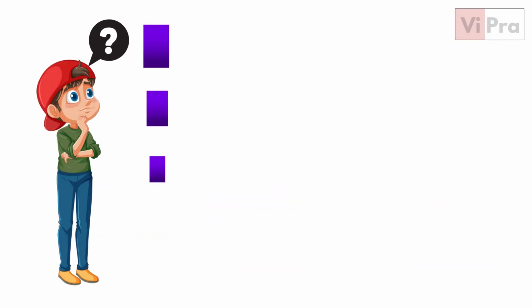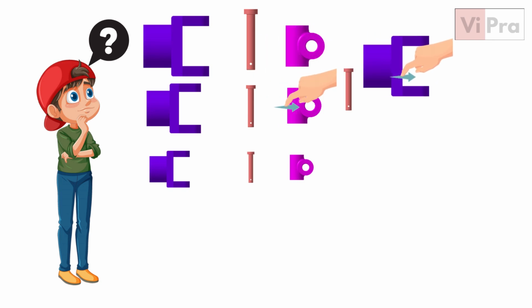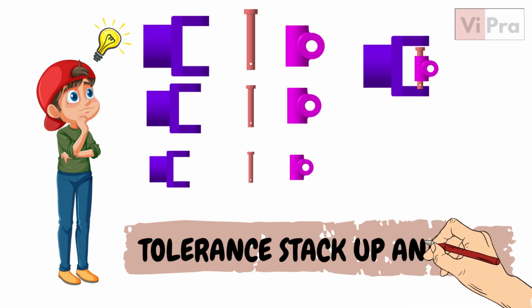Now, the question is, if every part varies in size, how will one make sure an assembly is always possible? The answer is tolerance stack-up analysis. Let's study this.